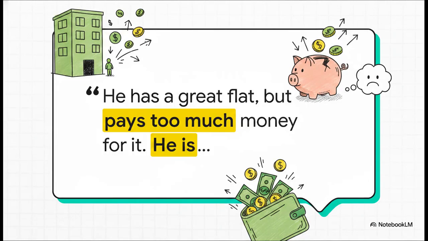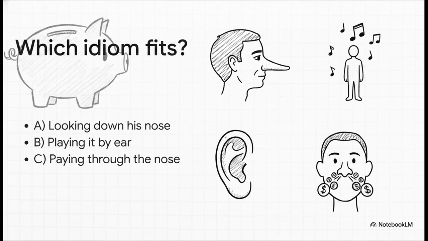Let's try another one. He has found this wonderful apartment, a great flat, but the rent is just very, very expensive. He's spending way too much money on it. So how would you describe this situation? Which idiom do you think perfectly captures this idea of spending way too much money? Is it A, looking down his nose, B, playing it by ear, or C, paying through the nose? What do you think? Go ahead and make your choice.